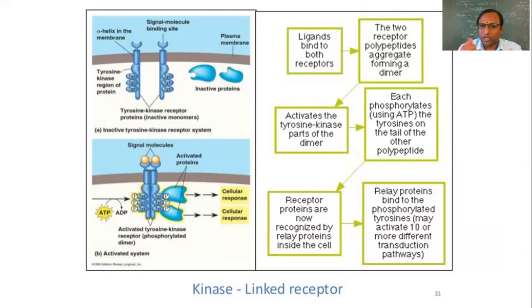By phosphorylation, the ATP attaches phosphate to the tyrosine on the tail of the other polypeptide, and they will attract enzymes. The enzymes come and bind to this, and then they start a series of reactions. Once the series of reactions is done, the signal molecule will get released and move out, and the receptors will be separated. So this is how the enzyme linked kinase receptors work.